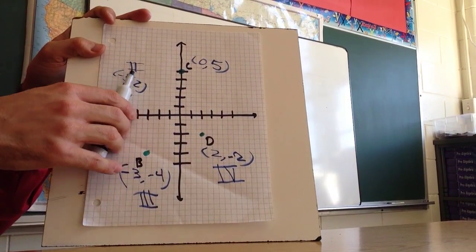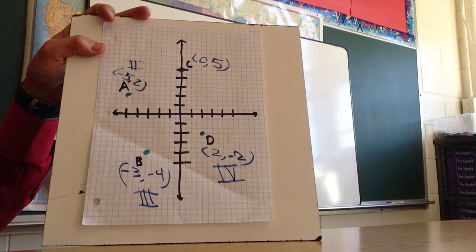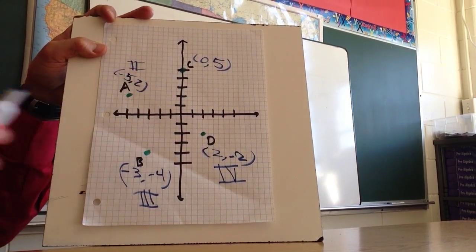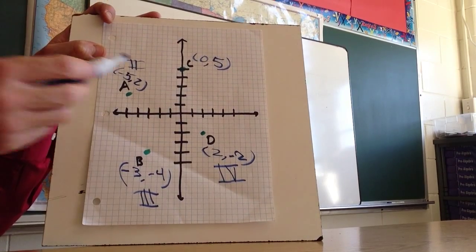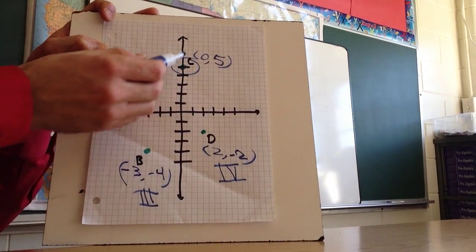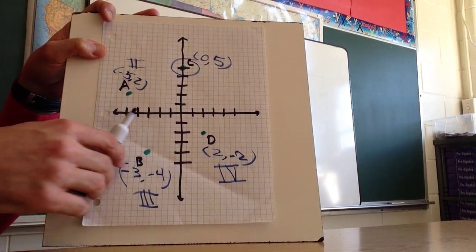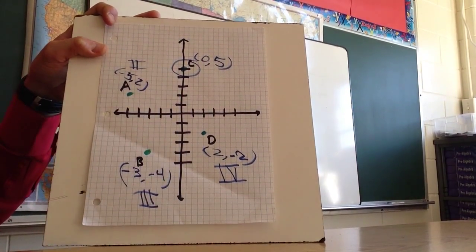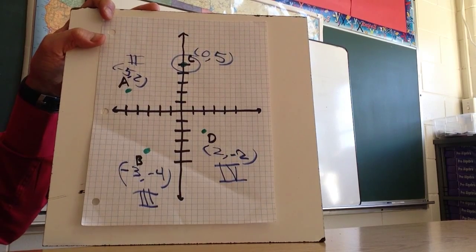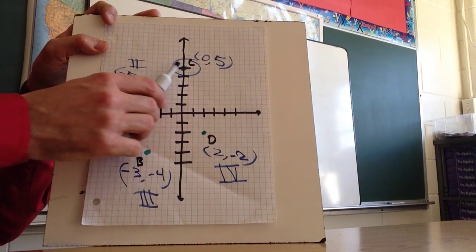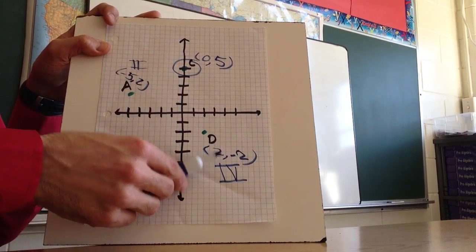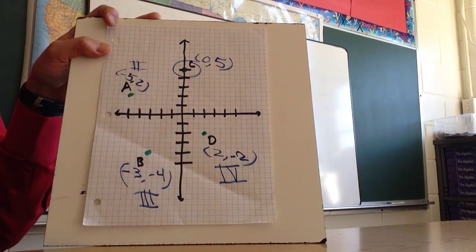Some people argue that it's quadrant 2. Some people argue that it's both since it's right on the line. It actually happens that point C, or anything that is along either of the axes, either the x or the y, is in neither quadrant. So there are no quadrants. This point C is not in any quadrant.